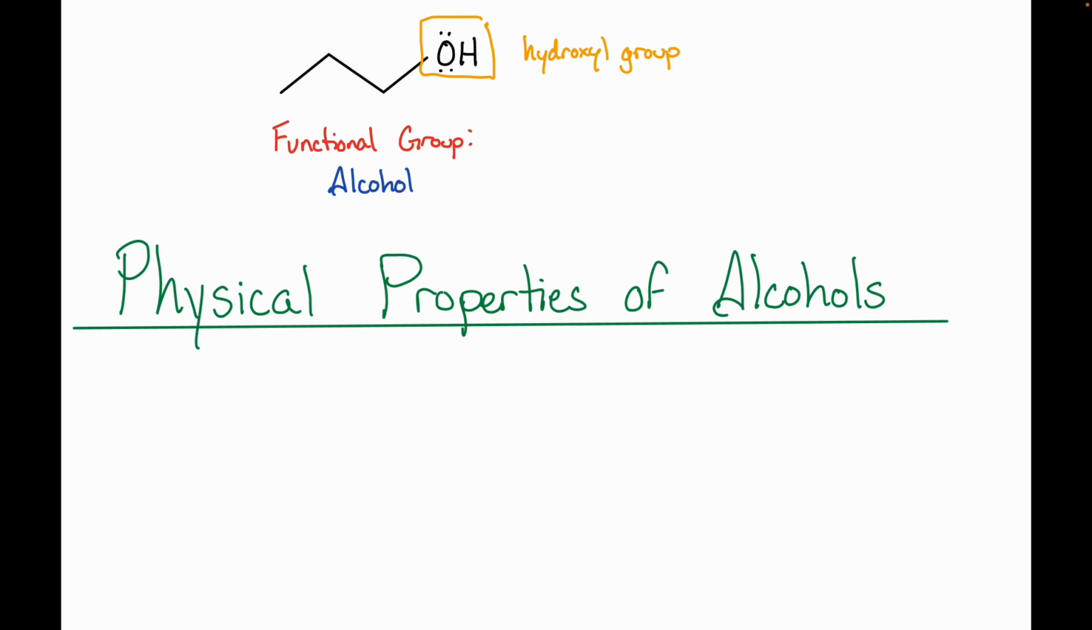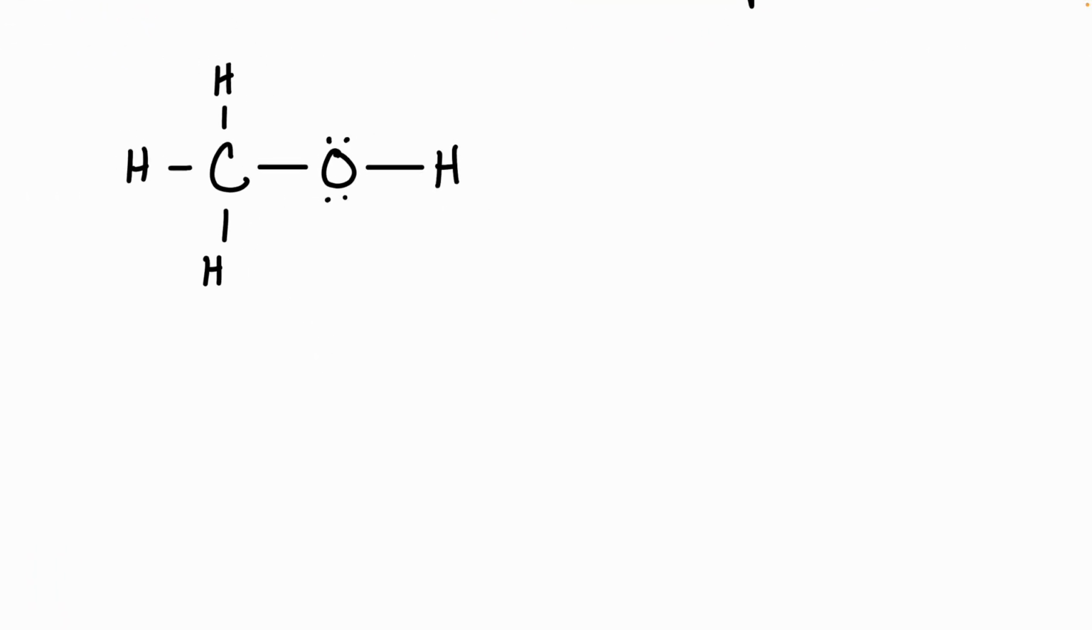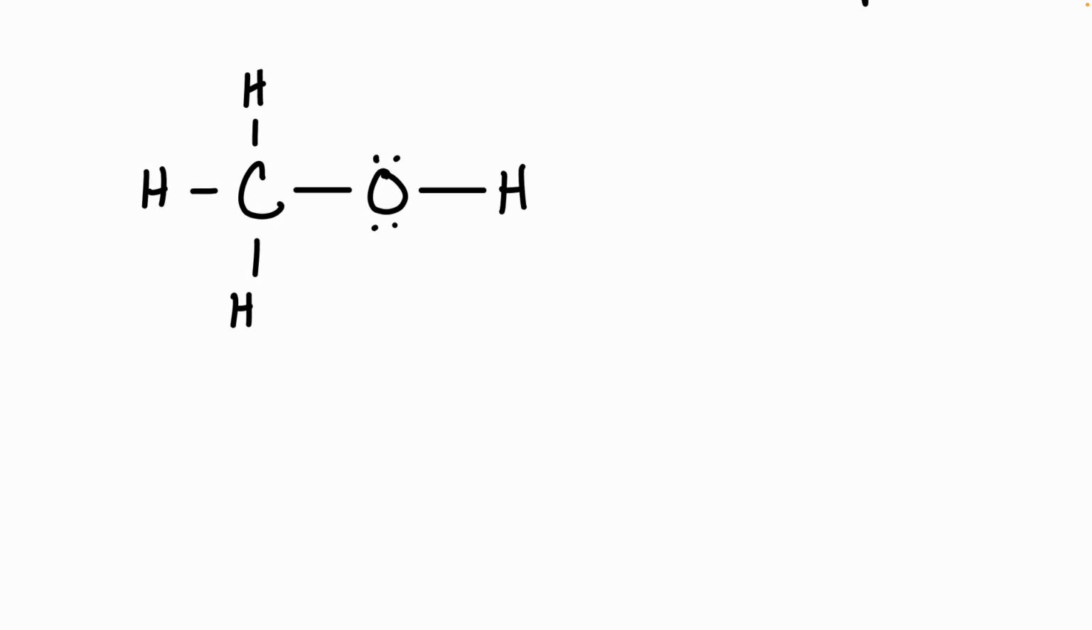All right, so in terms of our polarity, alcohols are considered a polar functional group. Okay, so let's just look at our simplest alcohol here. Methanol, just one carbon. Okay, so why are alcohols considered to be a polar functional group? Well, they have this very polar bond in there, this OH bond, right?